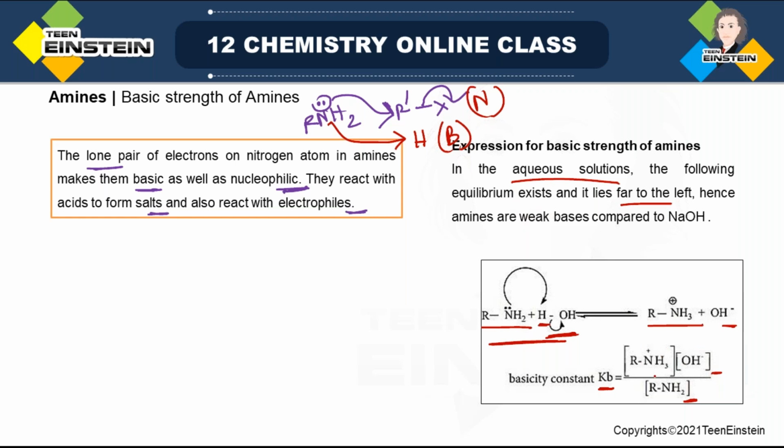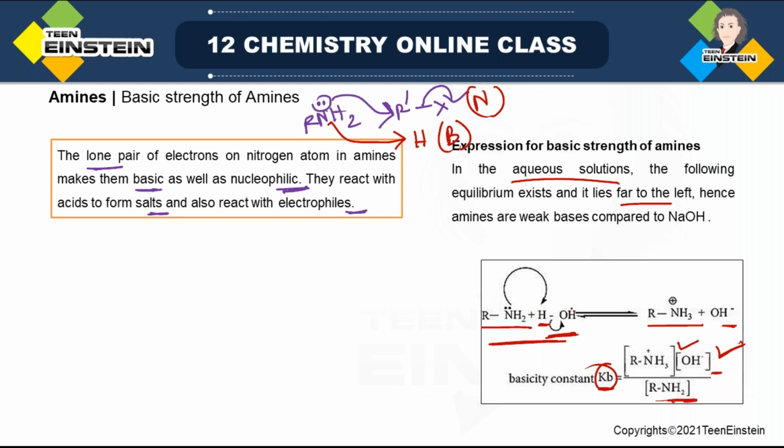So for NaOH, you can expect complete dissociation, but in this case, it is not complete. That means if the concentration of these two terms in the numerator is very low, then the equilibrium is far to the left, and the concentration of undissociated RNH2 is very high. So the denominator is high, the numerator low. That means the overall Kb value is not very high.